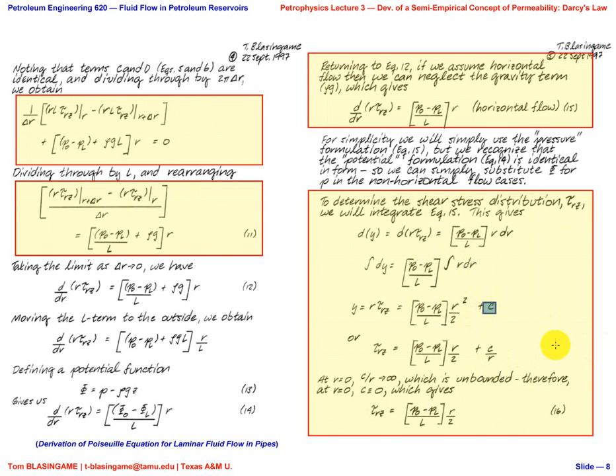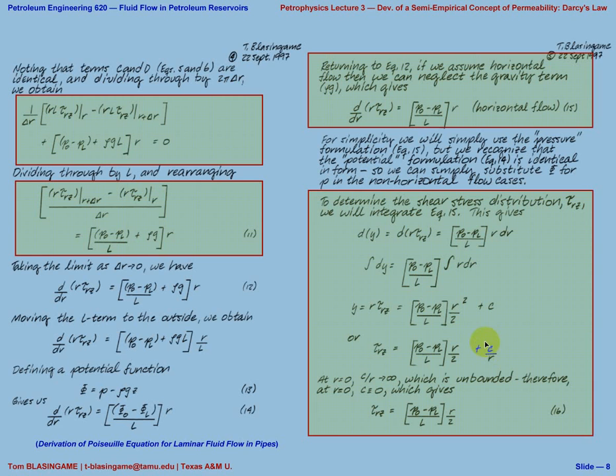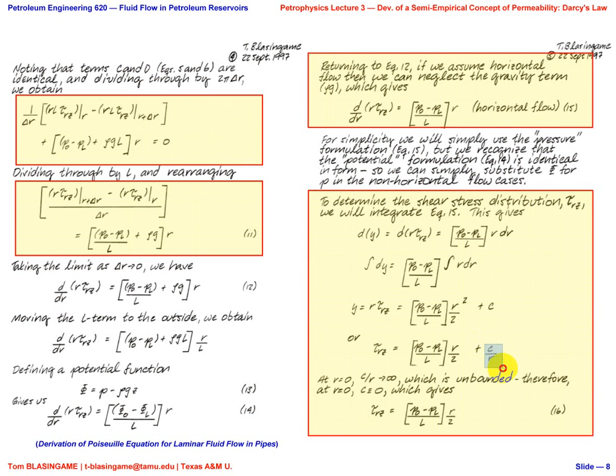So what happens is the system has to be bounded. Whenever we're looking at solving this expression for radius at 0, this term would be infinity, which is invalid. So this term has to be 0.